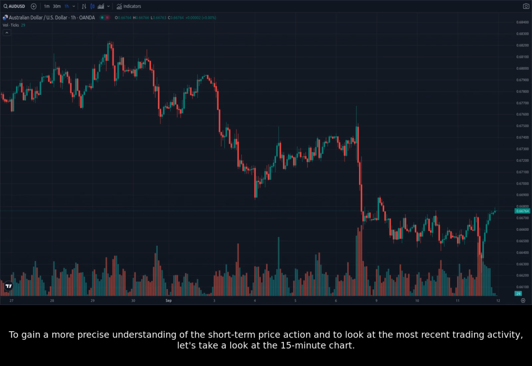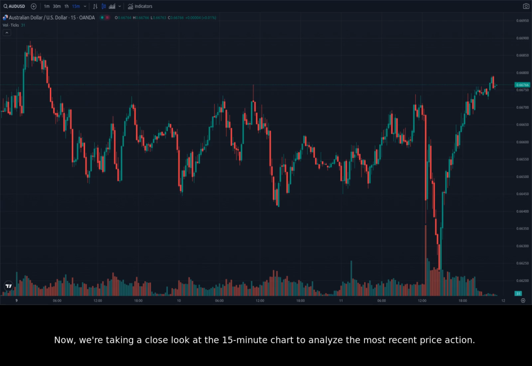To gain a more precise understanding of the short-term price action and to look at the most recent trading activity, let's take a look at the 15-minute chart. Now, we're taking a close look at the 15-minute chart to analyze the most recent price action. Over the past 15 minutes, we observe a range-bound movement in AUDUSD, indicating uncertainty among traders. The price is hovering around the 0.6650 level, with both buyers and sellers vying for control.